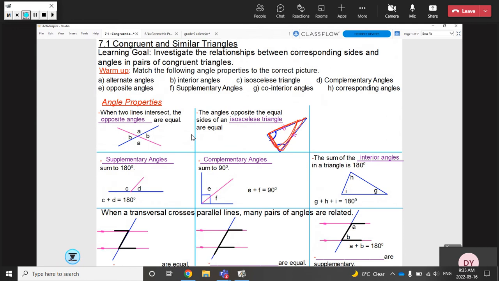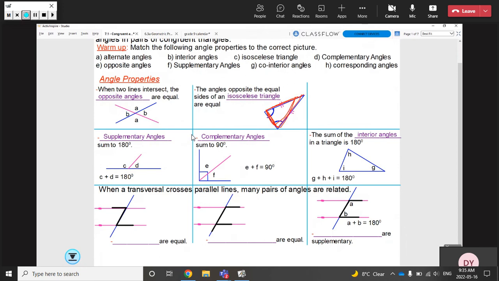And here we have a transversal. So when they say the word transversal, what they're talking about is this diagonal line, right? This blue, in most cases, that blue diagonal line, that's the transversal. So when a transversal crosses parallel lines, so you'll see here these parallel lines in each scenario, many pairs of angles are related here. So first we have this Z-looking pattern.